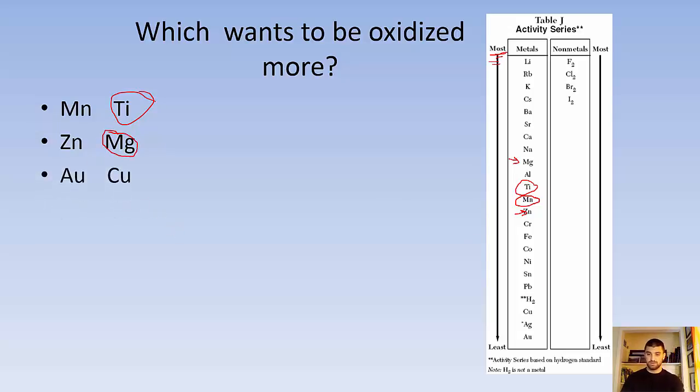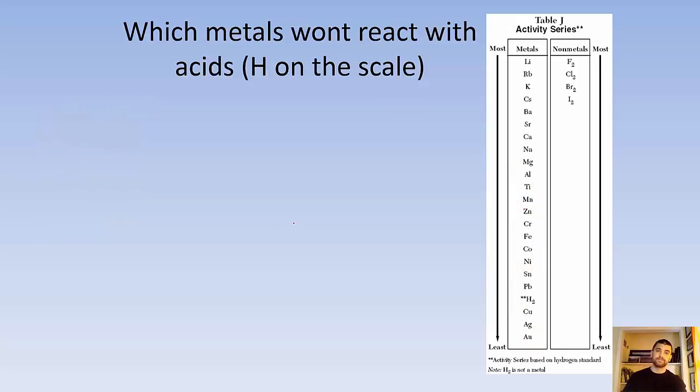Au or Cu? So I find Cu right there, and I find Au. All right, well, which one's more active? Which one wants to be oxidized more? Copper, because it's higher up. And then Fe, I'm looking for Fe, I found it, found iron. And then nickel, found it right there. Which one's more active? Well, it's iron. It's higher up, so iron is more active.